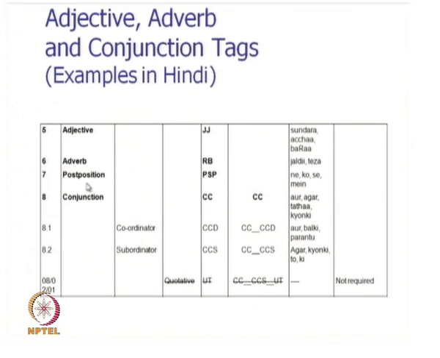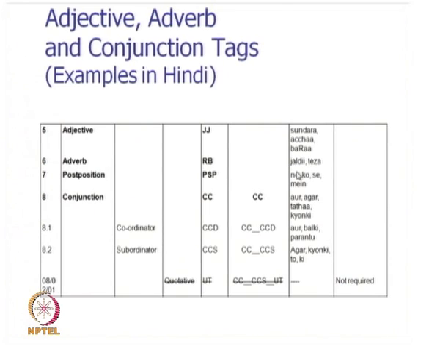Then we have this important category called postposition, PSP: ne, ko, se, me, etc. So, ne is the ergative marker, ko is the accusative marker, se is the instrumental marker, me is the locative marker. So, these are from Hindi and these are postpositions. Now, an important point of discussion here is that in Hindi postpositions are typically separate from the noun that they attach to. There is a blank space between them.